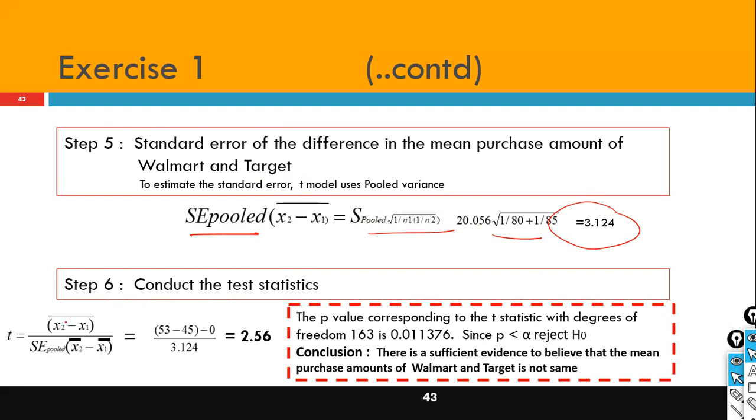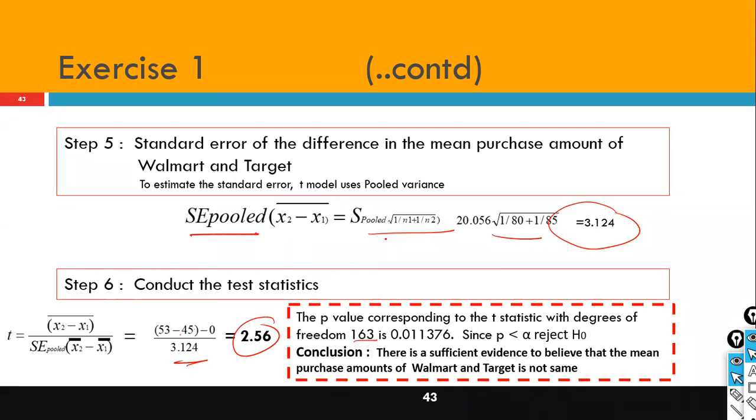And this is the formula: X2 bar minus X1 bar, 53 minus 45. This is the Target average amount spent by the customer minus the Walmart average, divided by the standard error pooled, which is 3.124. With X2 bar minus X1 bar and all these things put in, you get 2.56. So in this case, the p-value comes from the t-test with degrees of freedom 163. The degrees of freedom is 163.